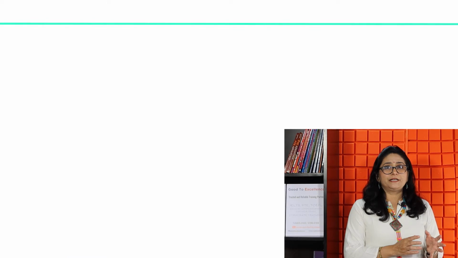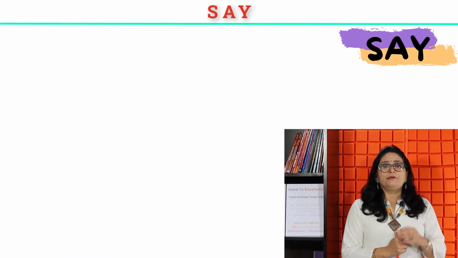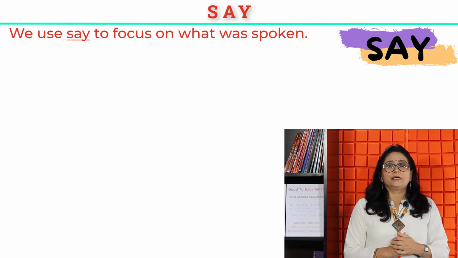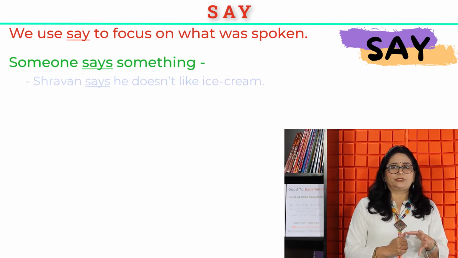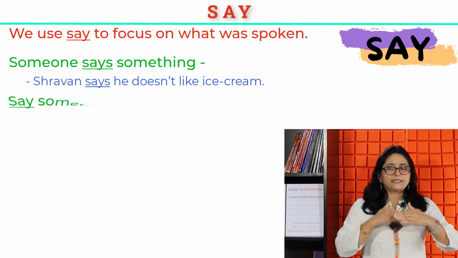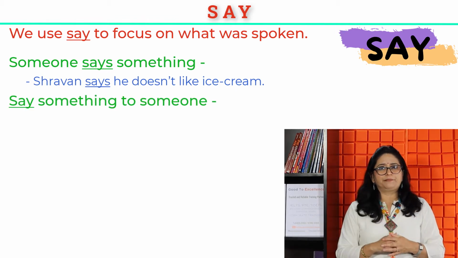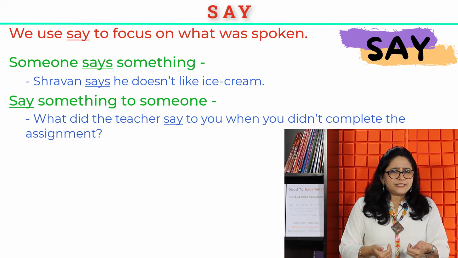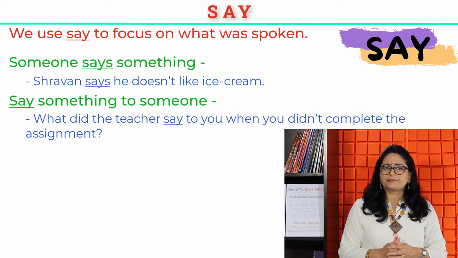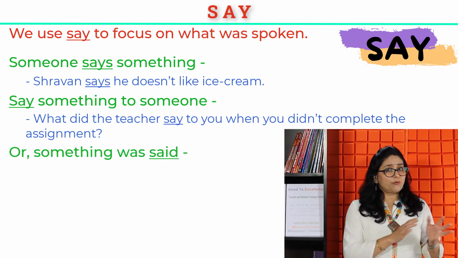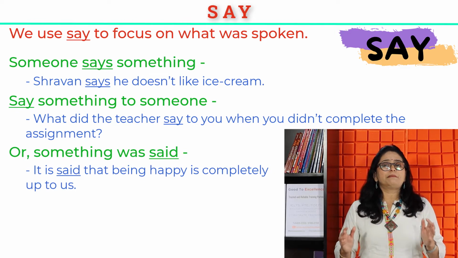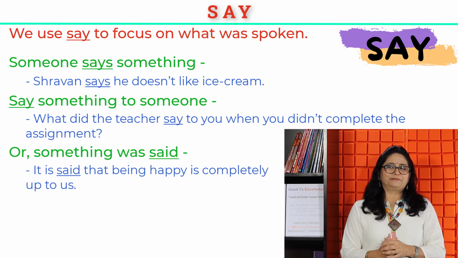Let's check the word say. We use say to focus on what was spoken. Someone says something. Shravan says he doesn't like ice cream. Say something to someone. What did the teacher say to you when you didn't complete the assignment? Or something was said. It is said that being happy is completely up to us.